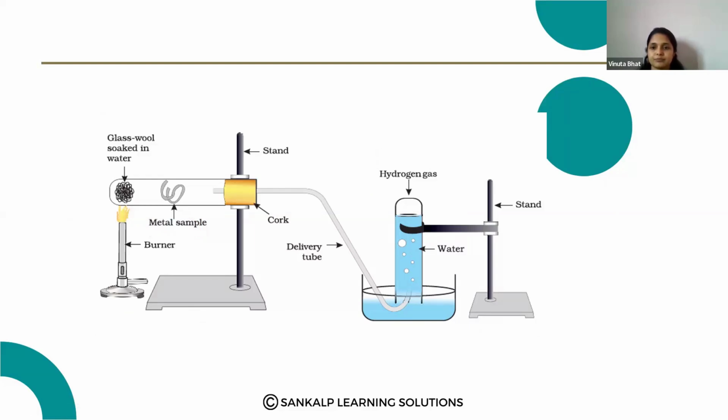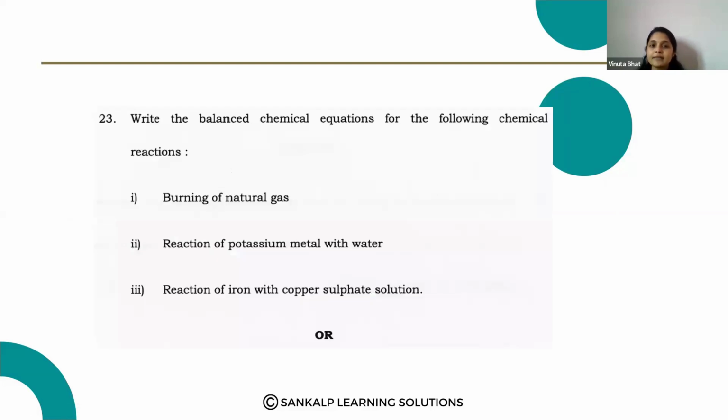Next question. Write the balanced chemical equation for the following chemical reactions. First one, burning of natural gas; reaction of potassium metal with water; reaction of iron with copper sulfate. Okay, so these 3 chemical reactions you should write. The first one, burning of natural gas, that is CH4, that is the gas.